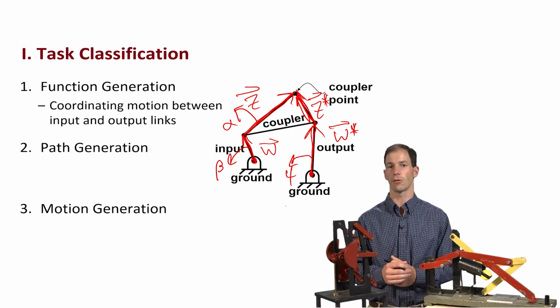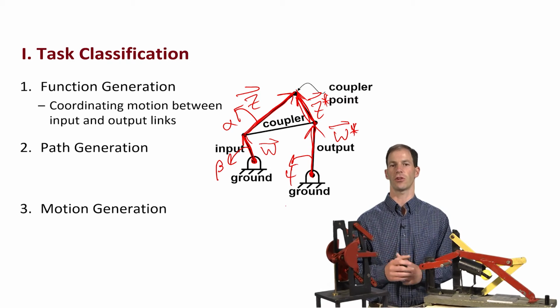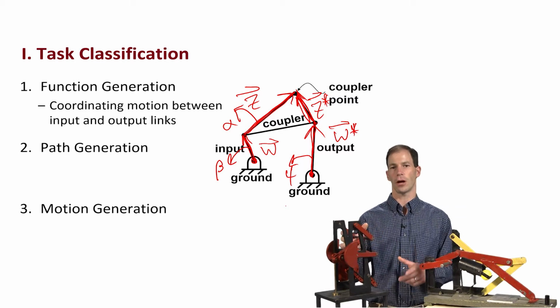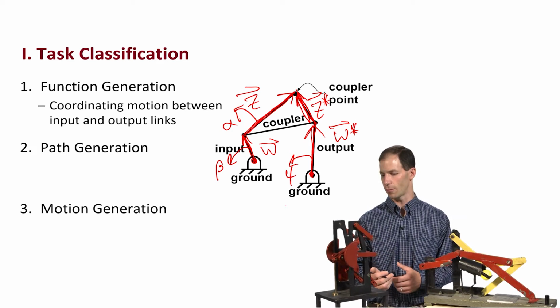So when I was looking at the trash can mechanism in the first slide, I was coordinating the rotation of the input link, the link that was pinned to the trash can that I pushed on with my foot, relative to the lid of the trash can, which is also pivoting on ground, with the input and output links coordinating their rotations. That is a function generator.